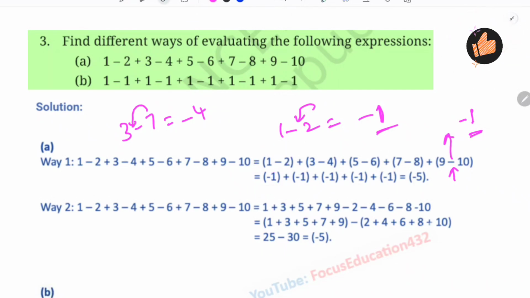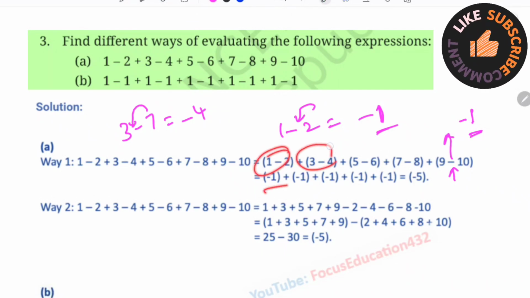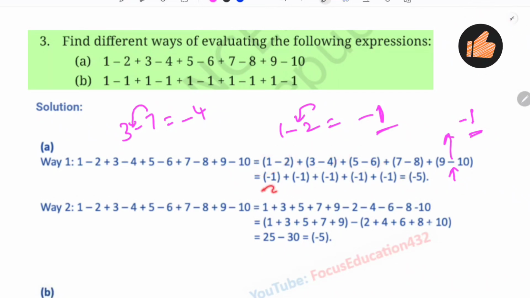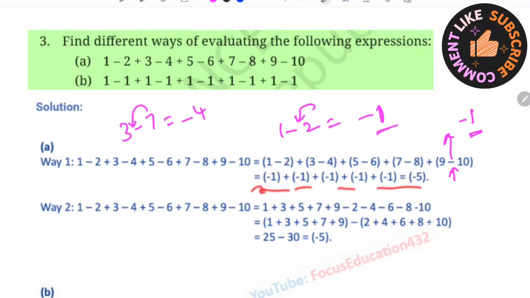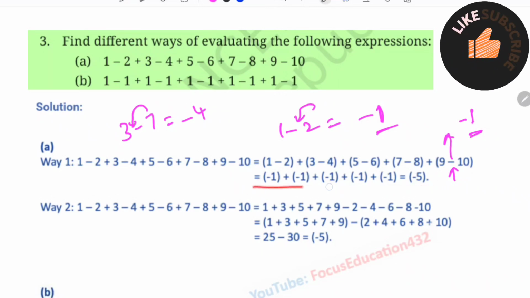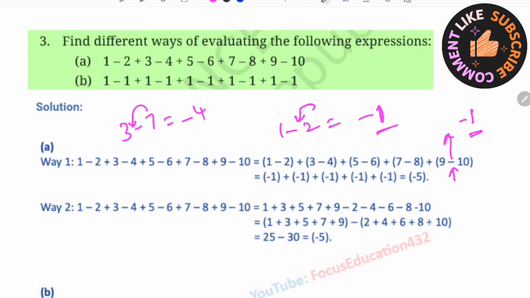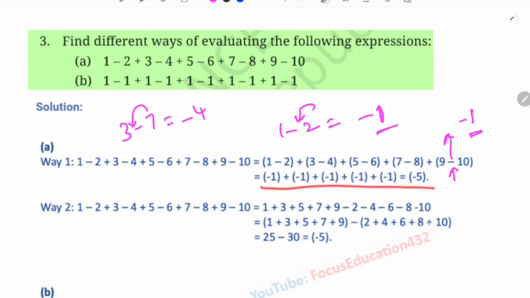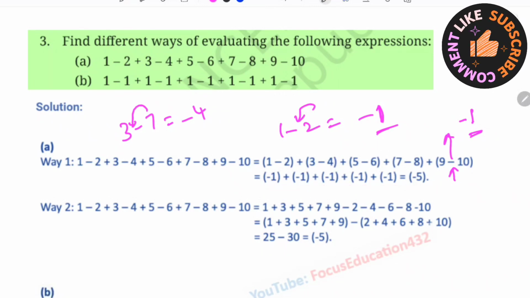And the remaining you have to do. 1 minus 2 is minus 1, 3 minus 4 is minus 1, 5 minus 6 is minus 1. Like this we have done. So it is minus 1, minus 1, minus 1, 5 times. When you have two minus signs, you have to add and put the minus sign. Clear? When you have two minus signs, first add and put the minus sign.